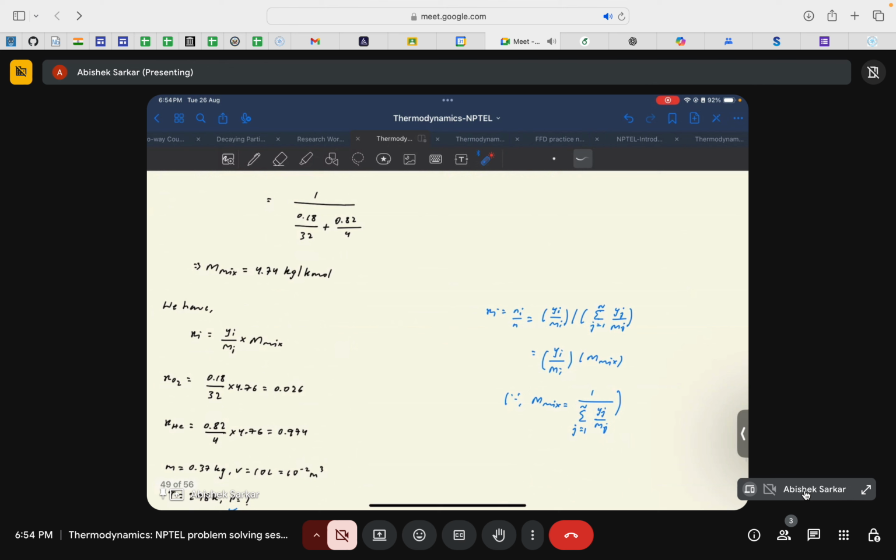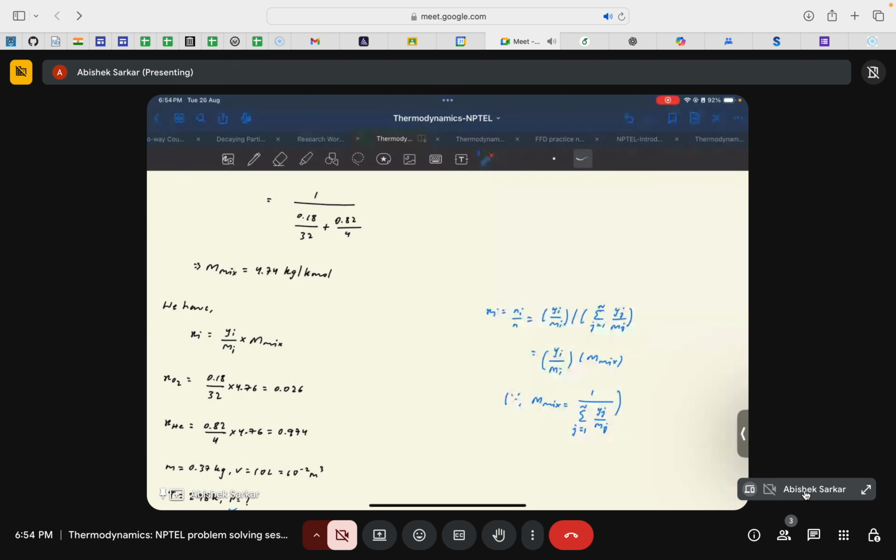Now I will tell you how we got here. We know that xi is equal to ni by n, and from the notes, if you recall, you will get xi is equal to yi by mi divided by summation of yj by mj, where j goes from 1 to n. So that's one relation.